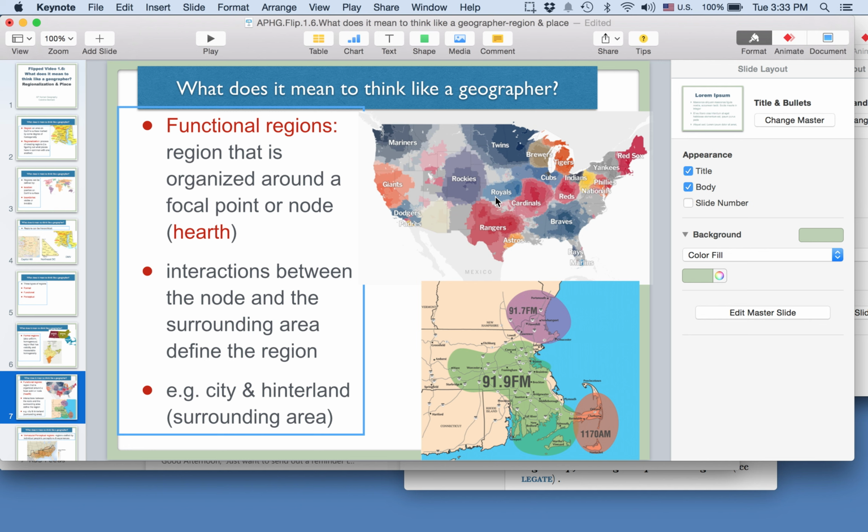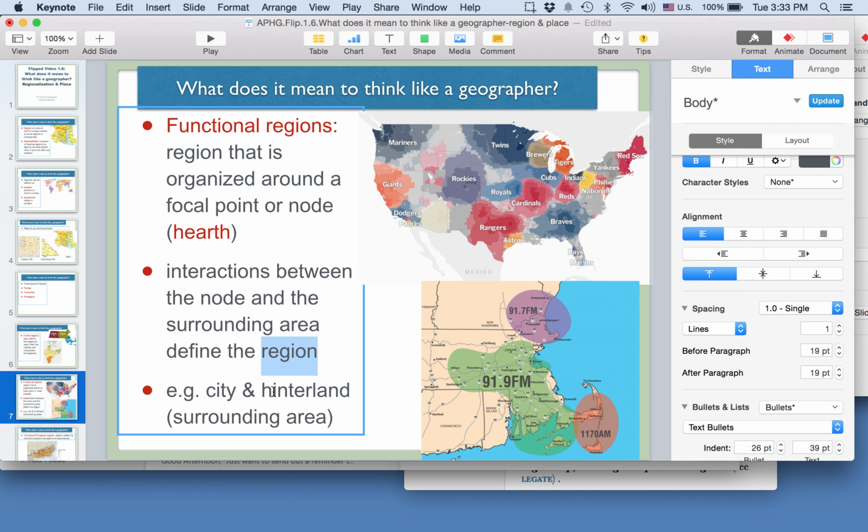The two terms I want to use here that are helpful to better understand this are the node and the hinterland, right? For example, the hinterland is the surrounding area. The node is DC, the hinterland is everywhere around DC. Hinterland just means surrounding area. If you didn't know that, toss it on the left-hand side.